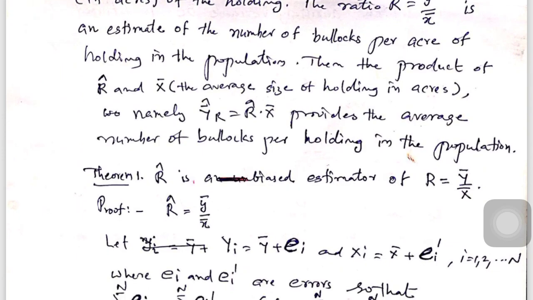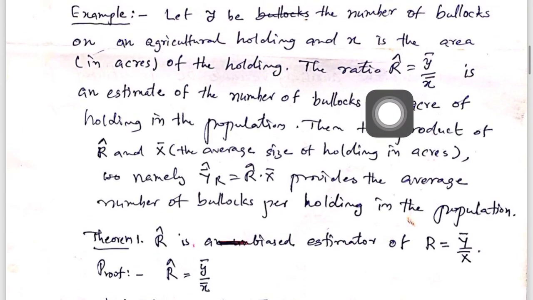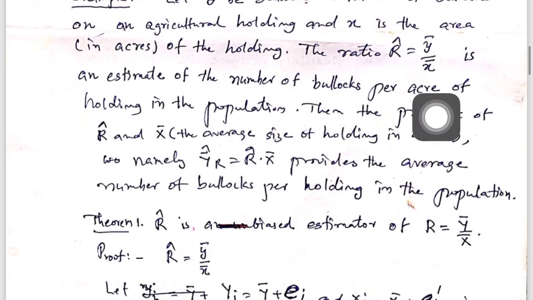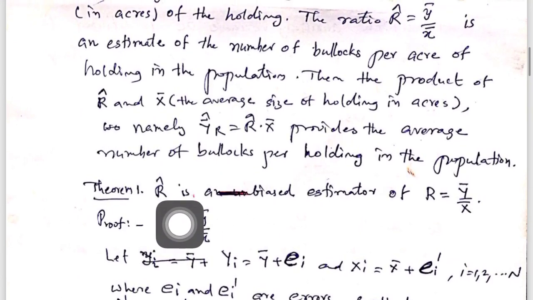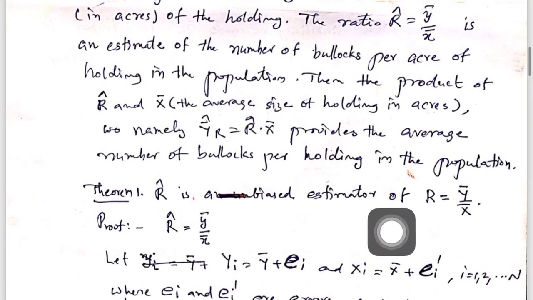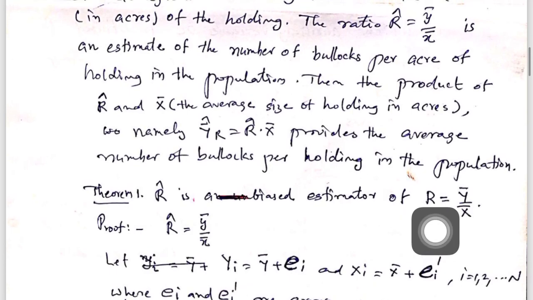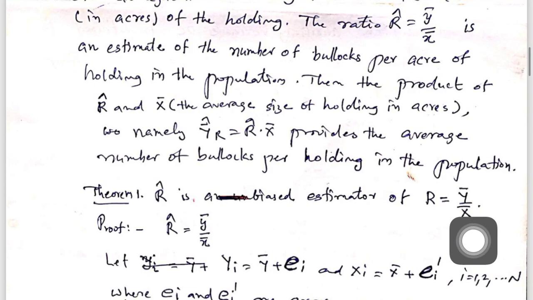Now we shall go for a theorem, and the theorem says that R hat, of course it is an estimator as we have defined earlier, and this estimator R hat is a biased estimator of capital R. What is R hat? R hat is equal to small y bar divided by small x bar. So this R hat equal to small y bar divided by small x bar is a biased estimator of the true ratio R, which is equal to capital Y bar by capital X bar.